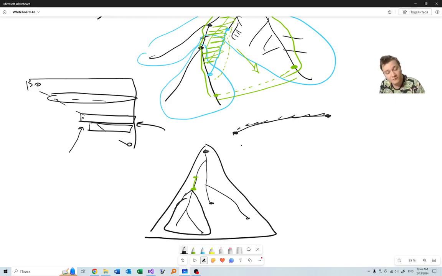Actually, it's not very sad. What can I do? I can add an edge, and this entire thing gets the XOR of this path, of this cycle. So it is XORed with this cycle. Nice.